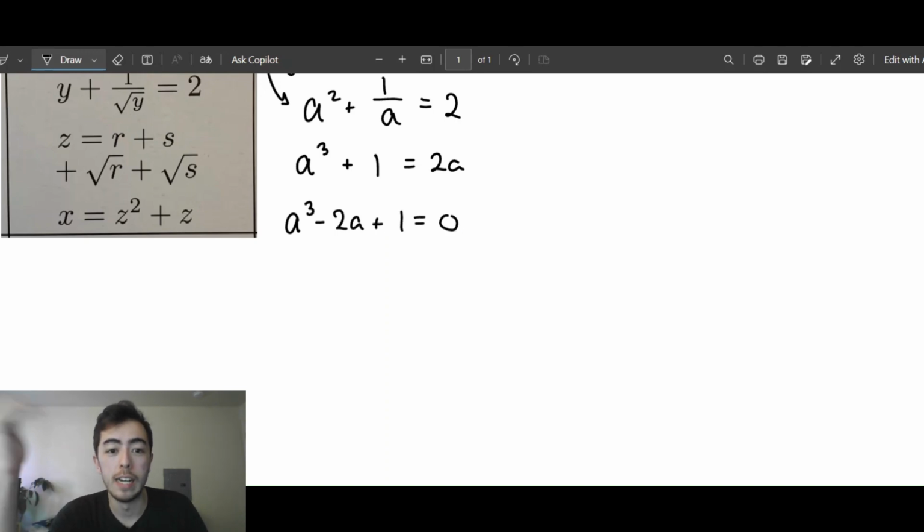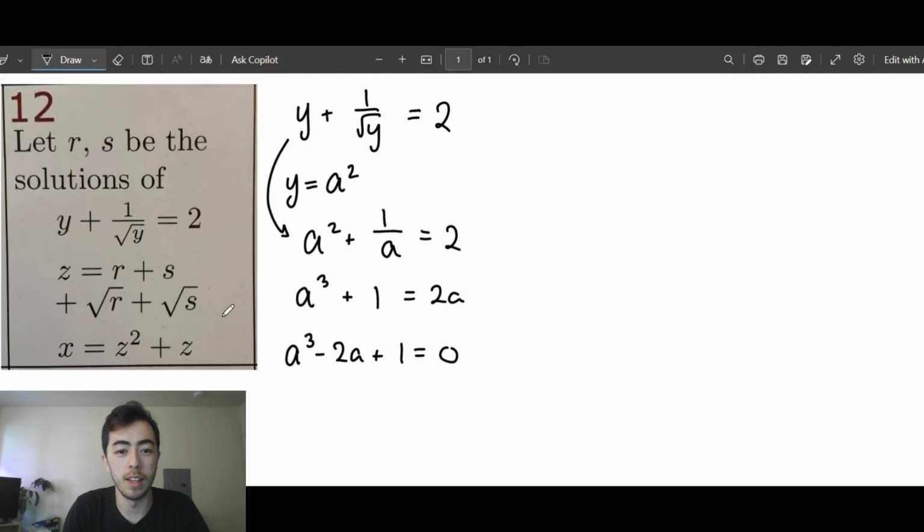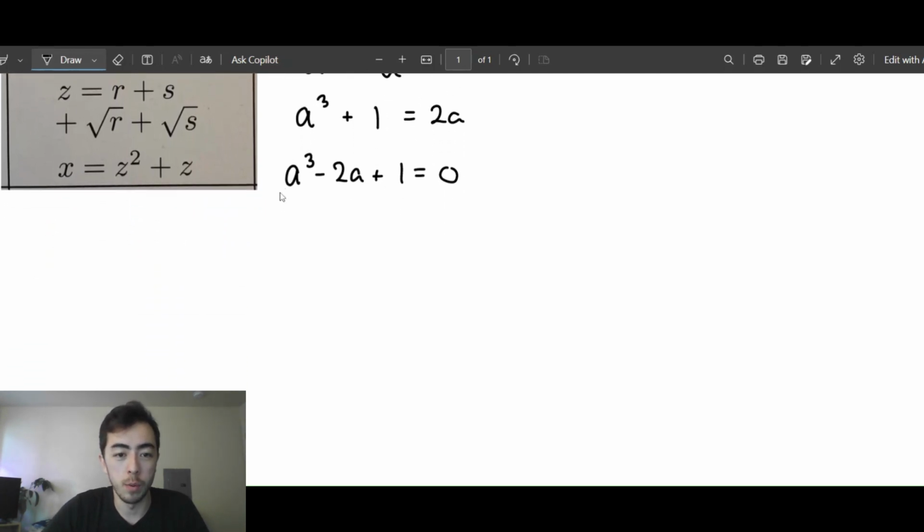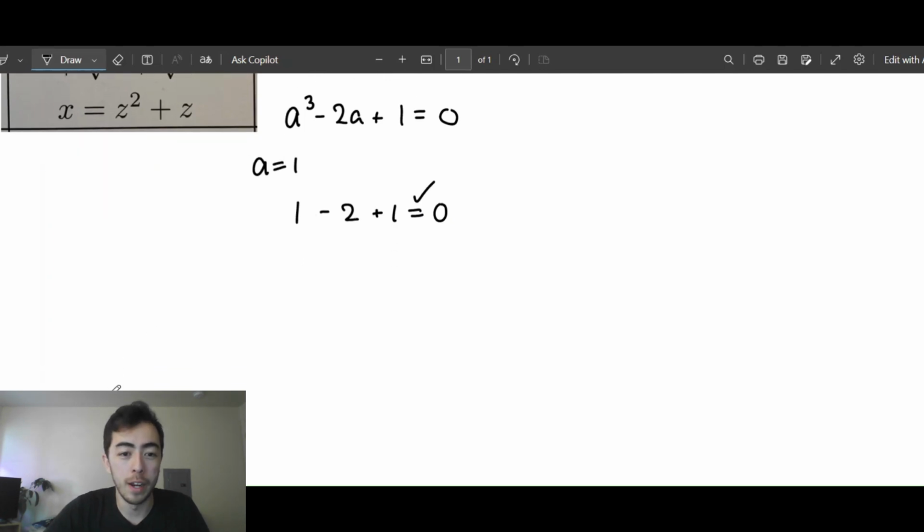So it's still not easy. Because it's a cubic, I might have 3 different values that a could be. Let's just try to find them. I think a equals 1 actually works out. Because if I plug in 1 here, I'll get 1 cubed, which is 1, minus 2 times 1, which is just minus 2, and then plus 1 indeed equals 0. So a equals 1 is one of my solutions for this cubic. That's good. I know I could factor this cubic as a minus 1 times some kind of quadratic equals 0.